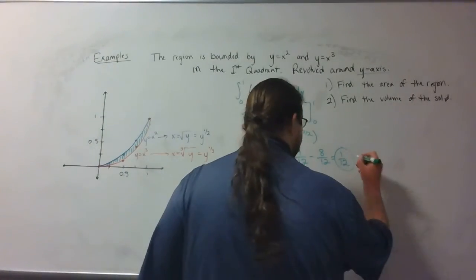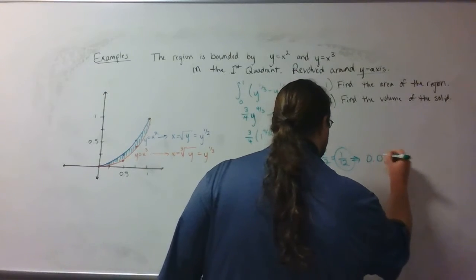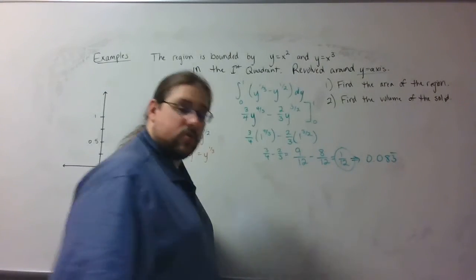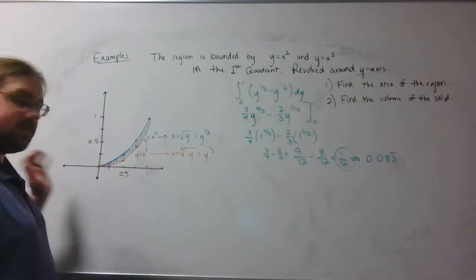Let me repeat that again. 0.08 with the 3 repeating. So it's a really small number, but we figure that it's a really small area.